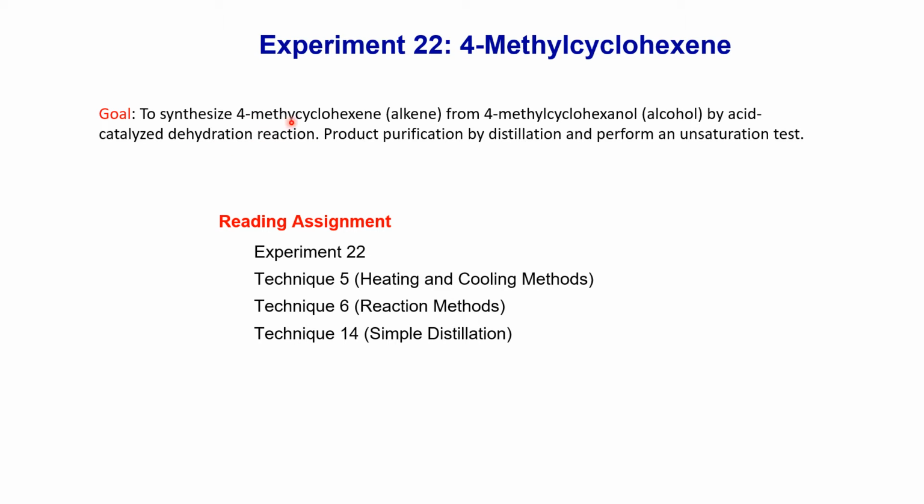So once we get this 4-methylcyclohexene, we have to do product purification by distillation method and perform an unsaturation test. This unsaturation test is an analysis of 4-methylcyclohexene, whether there is a carbon-carbon double bond, right? So this is a product analysis method that we will do this week, okay? Before coming into the lab, make sure to read experiment number 22, the lab procedure itself, and technique number 5 and number 6, reaction methods, and technique number 14, the simple distillation method for product purification. Okay?